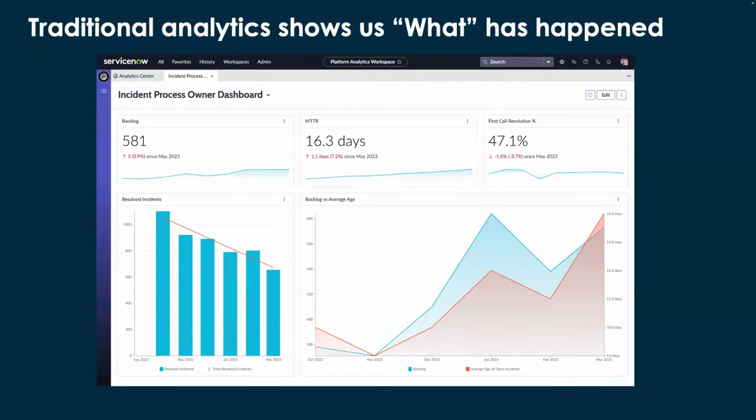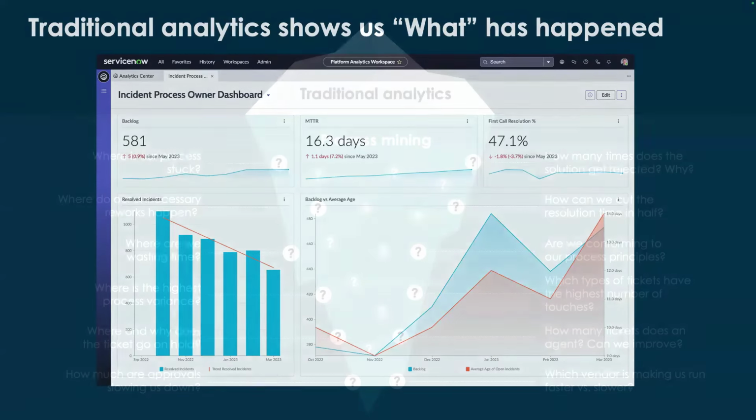So we see again here the traditional analytics, like, this is what we see. First call resolution is 47%. It seems fairly flat, but our mean time to resolution is trending upward. Our backlog is trending upward. Resolution, and this is an IT example, but our case resolution is trending down. Our number of tickets is trending down over time. Our backlog is increasing.